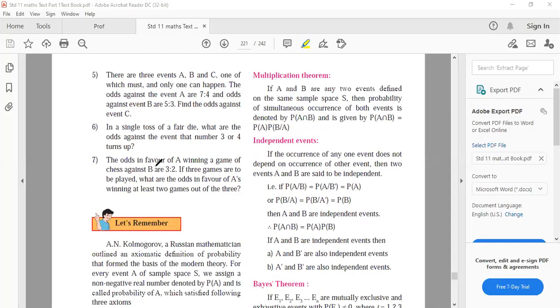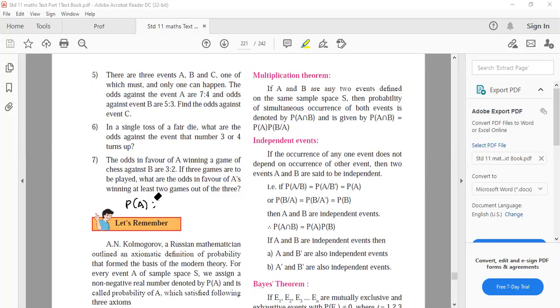The odds in favor of A winning the game against B is 3:2. So P of A is to P of B. Okay, P of A is the probability of A winning the game.